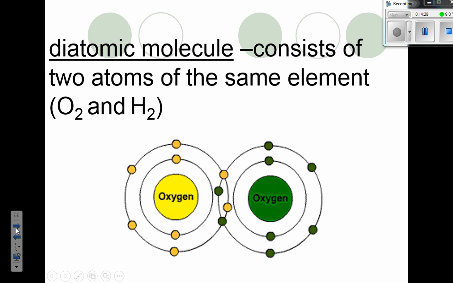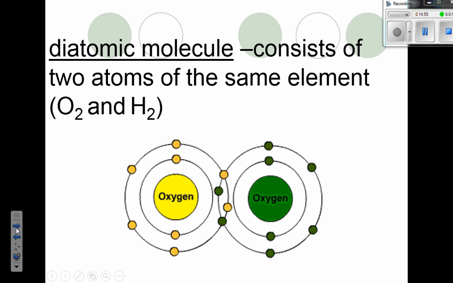Let's talk about oxygen. How many valence electrons does oxygen have naturally? When it's just hanging out, when it's all by itself, how many does it have? 6. Okay? It's in group 16, which has 6 valence electrons. What's the magic number that oxygen's trying to get to? 8. So how many does it need to gain to be happy? 2.